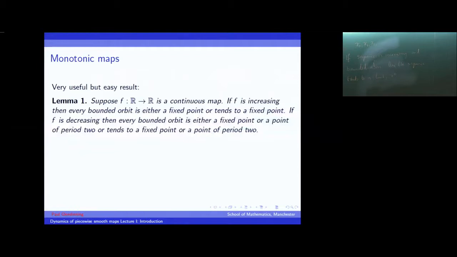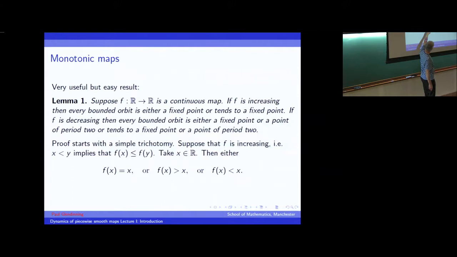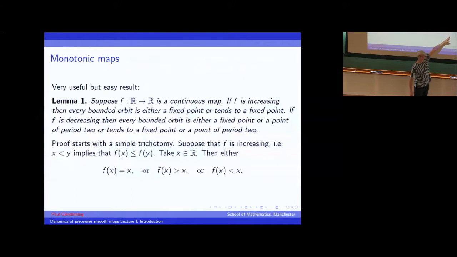So, the proof starts with a simple, I like these big words, trichotomy and dichotomy are going to come in for the next few slides. So, a simple trichotomy. Trichotomy means one of three things happens. And here's the deep bit of mathematical thinking. If I've got an increasing function, that tells me that if x is less than y, then f of x is less than or equal to f of y. Okay? Deep mathematical point number one. Either f of x equals x, or f of x is bigger than x, or f of x is less than x. Okay?